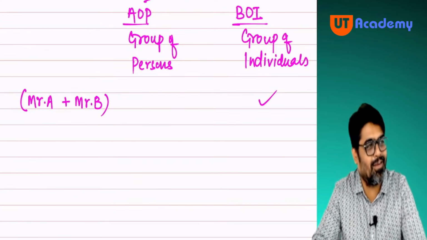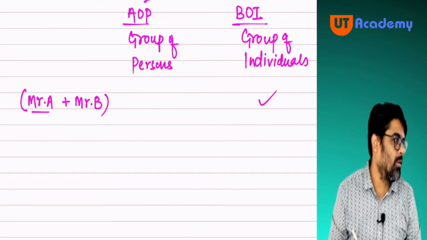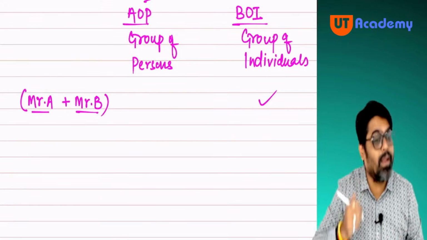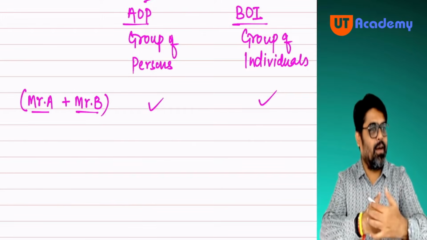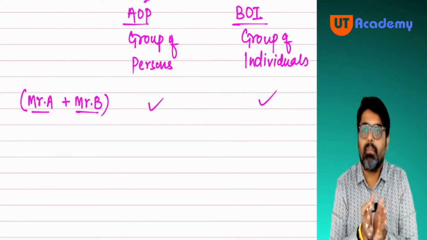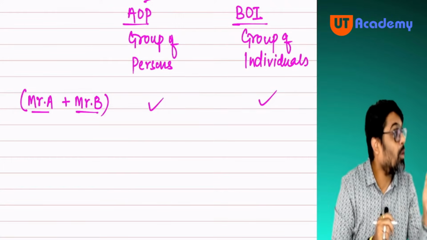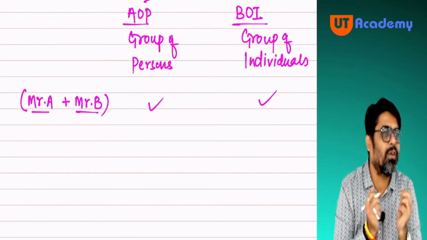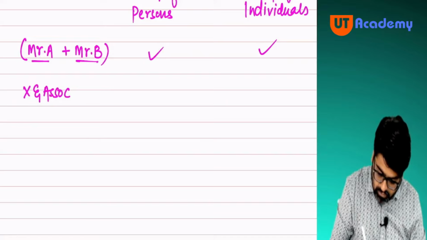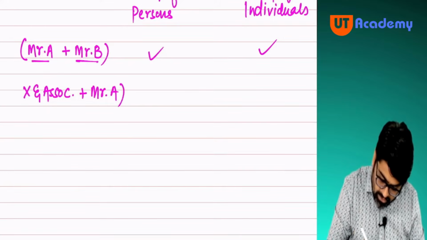Sure. Don't you think Mr. A is an individual? He is a person. Mr. B is also an individual. He is also a person. So a group of persons can be AOP also, no? So whenever all the members in the group are individuals, that group can be BOI also, that group can be AOP also. Because individuals are person only, no? Now tell me, one more example I am taking. X and Associates, it is a partnership firm, plus Mr. A. They are forming a group.